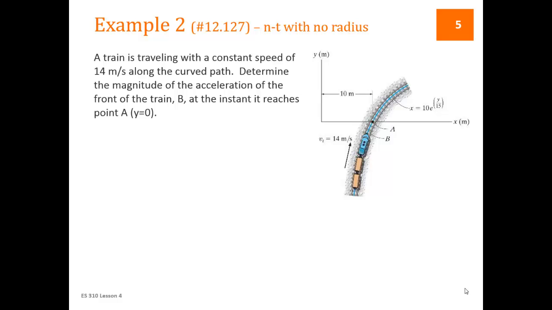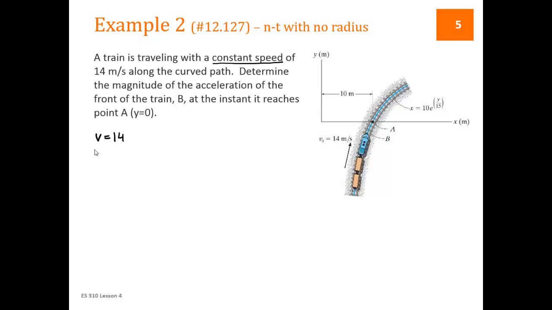So example 2. Now we've got a problem where we're given a path and not a radius. So let's take a look at how this is going to work. We have a train. It's traveling at a constant speed of 14. So v, no vector, is 14. It's traveling on a curved path. And we're supposed to determine the magnitude of the acceleration of the front of the train when it reaches y equal to 0. So constant speed.